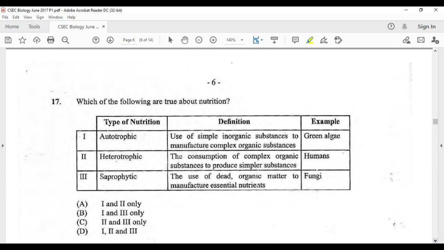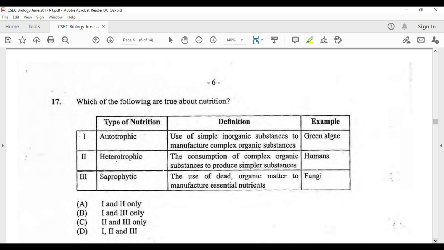Alright, which of the following are true about nutrition? We know that there are pretty much three types of nutrition: autotrophic nutrition, heterotrophic nutrition, and saprophytic nutrition. In autotrophic nutrition, the organism uses simple inorganic substances to manufacture complex organic substances. And of course, the blue-green algae would be an example. They are found around hot springs and so on.